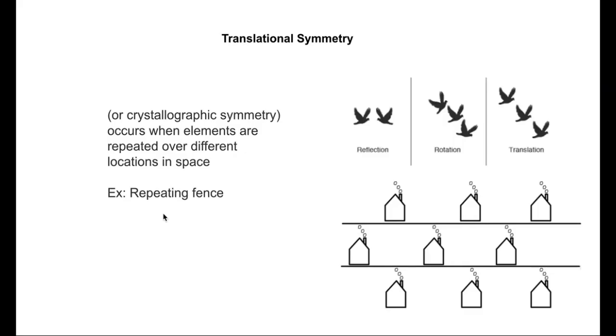Translational symmetry occurs when elements are repeated over different locations in space. An example is a repeating fence. See how the houses are repeating, but they're on different lines and in slightly different spots. What about the birds? These ones look like they're angled a little bit differently. These ones are mirroring one another. But these ones, the birds aren't angled any differently and aren't facing any other direction. They're just in different locations.